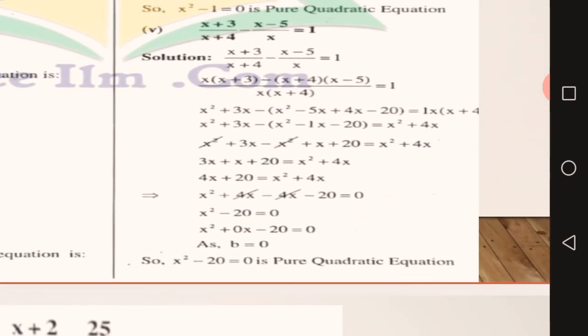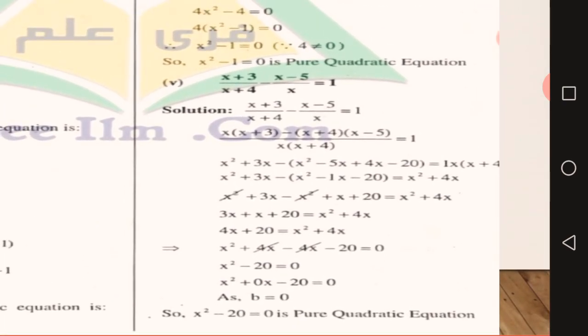Now the coefficient of x square is 1 and c is 1 also, which means a is equal to 1 and c is equal to 1. What about b? Here b is not present, it means b is missing. So this is a pure quadratic equation. Part 5 is also a rational equation. So taking the LCM and solving, again b is equal to 0 here. x square minus 20 is the answer. It means this is also a pure quadratic equation.